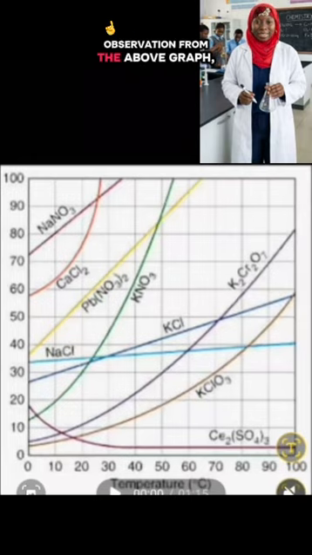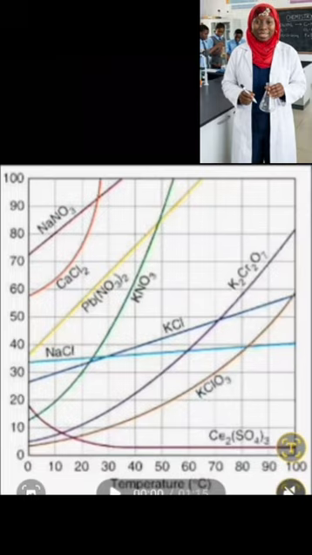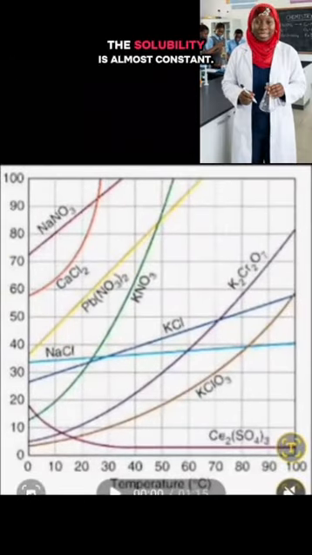Observation from the above graph: steep curve, potassium nitrate, lead nitrate, potassium chloride. The solubility of potassium nitrate increases dramatically as the temperature rises. This is common with ionic salts. The flat curve, especially for sodium chloride, shows the solubility is almost constant. Temperature has little or no effect on the solubility of sodium chloride.